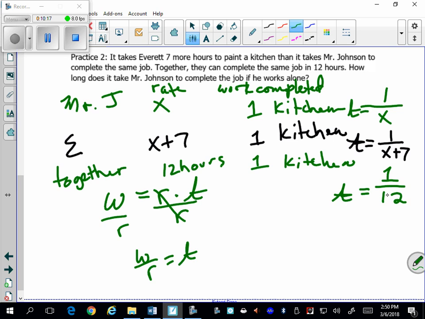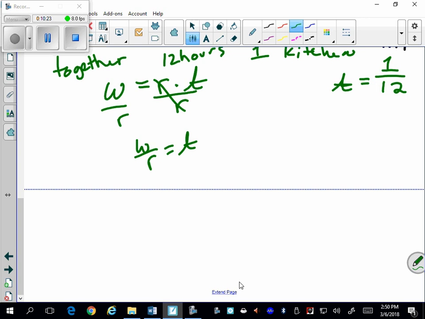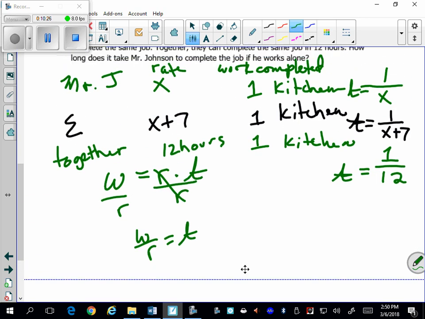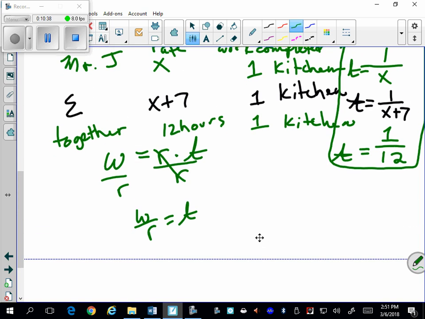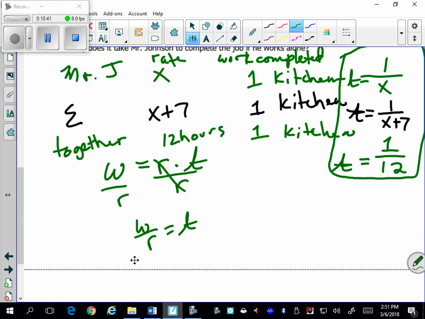So now we're going to work these numbers together. Now I'm just looking at the left side over here. So together it takes them 12 hours. We have Mr. Johnson's time it takes. So everything's in time now. So Mr. Johnson's time plus Everett's time equals, if they work together, which is why I added them here, one kitchen, taking 12 hours. So I'm going to pause this now. I'm going to solve this out and then explain.